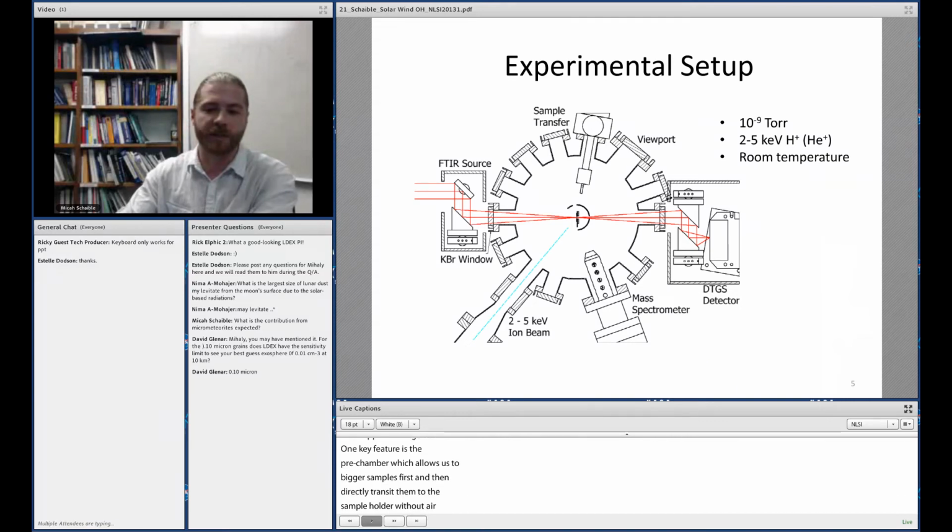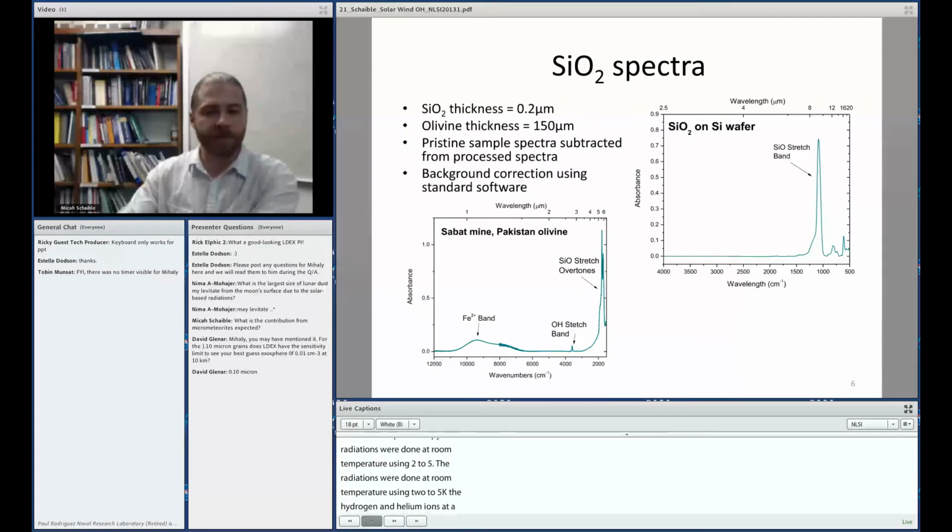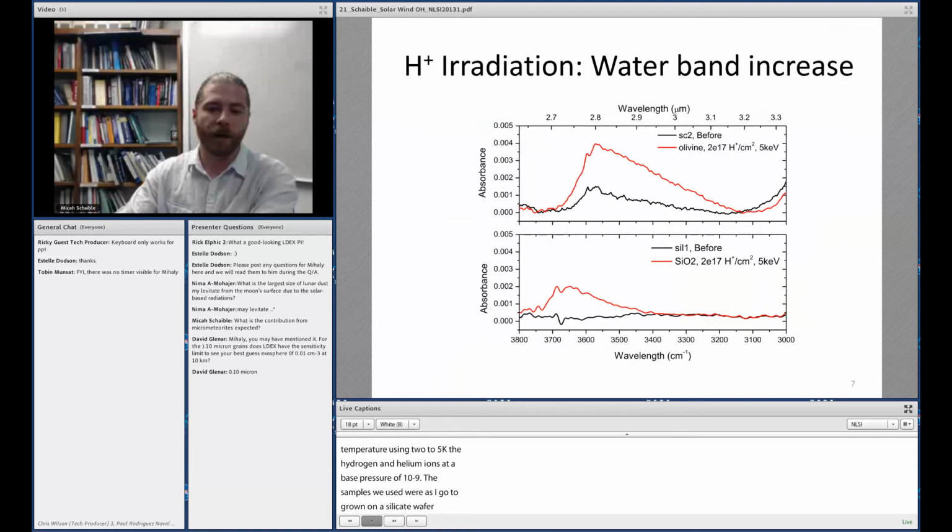So the experimental setup was done as seen here using transmission spectroscopy. The irradiations were done at room temperature using 2 to 5 keV hydrogen and helium ions at a base pressure of 10^-9 torr. And the samples that we used were SiO2 grown on a silicate wafer to a thickness of 0.2 microns, and olivine, which was ground to a final thickness of around 150 microns.